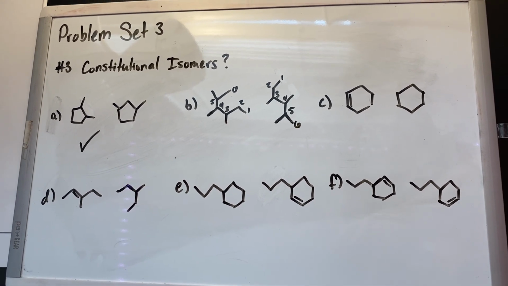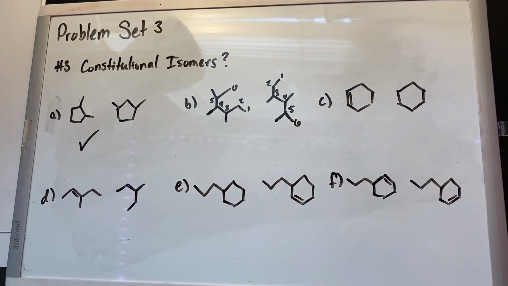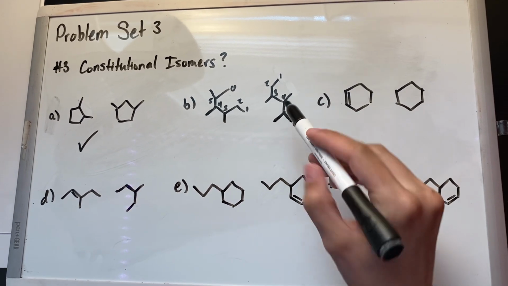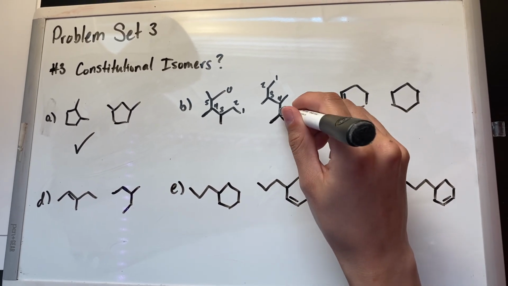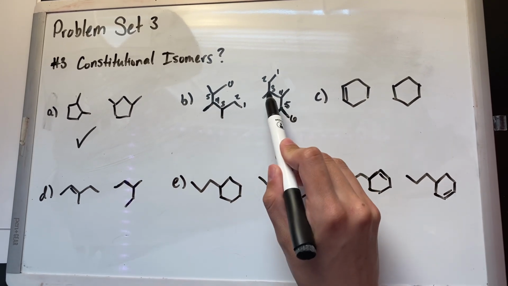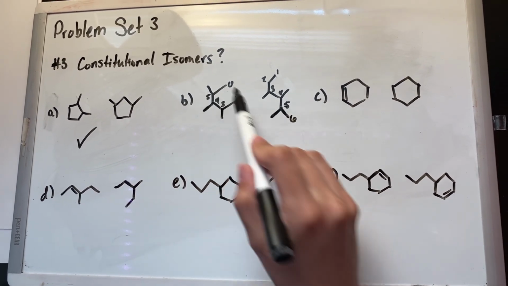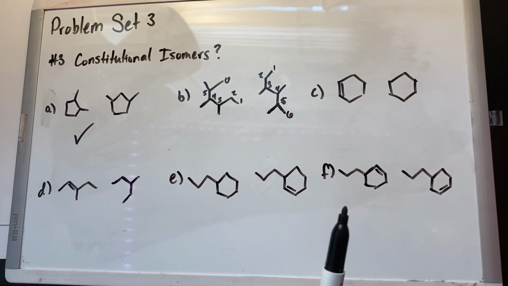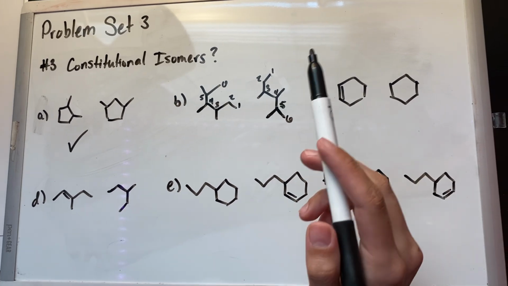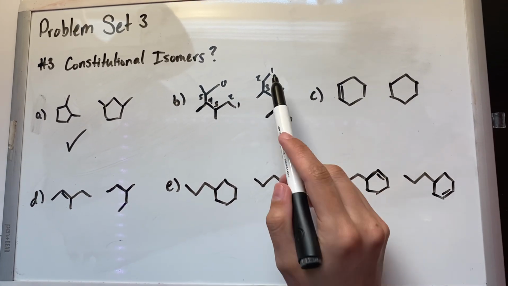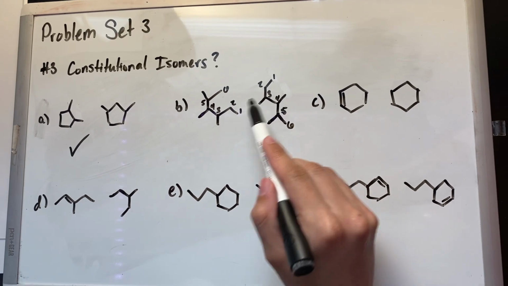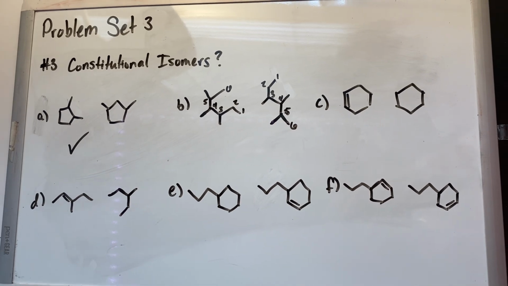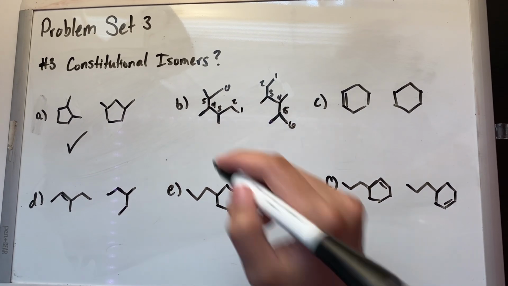So we have the same formula for each of them. We've got 6 carbons in the main chain. We've got a methyl group, another, and another. So 1, 2, 3 methyl groups, 1, 2, 3 methyl groups. So it is the same molecular formula. But if we look at which carbons these methyl groups are on, carbon 3, carbon 3, carbon 4, and carbon 5, these are identical molecules and are not constitutional isomers.